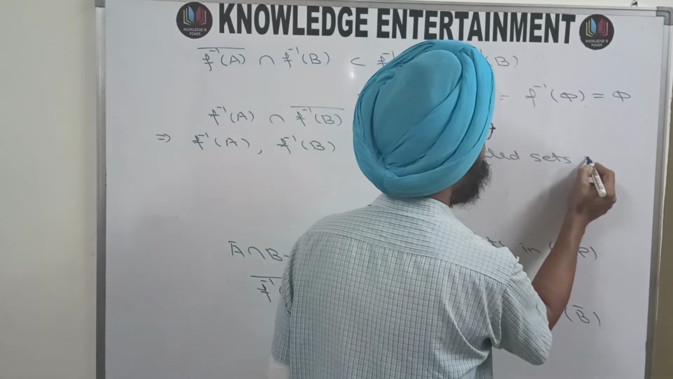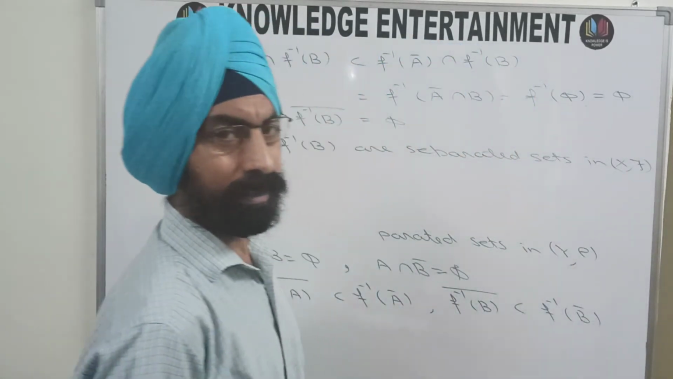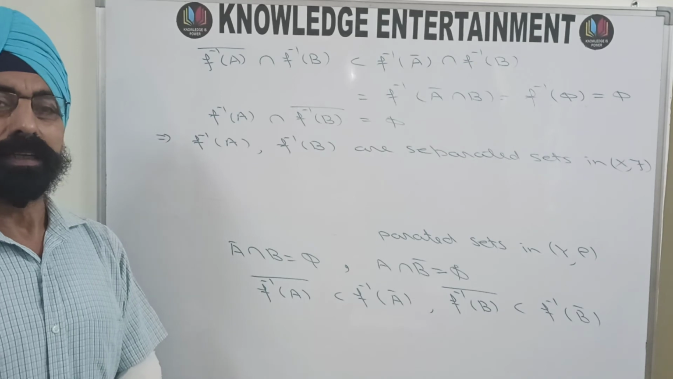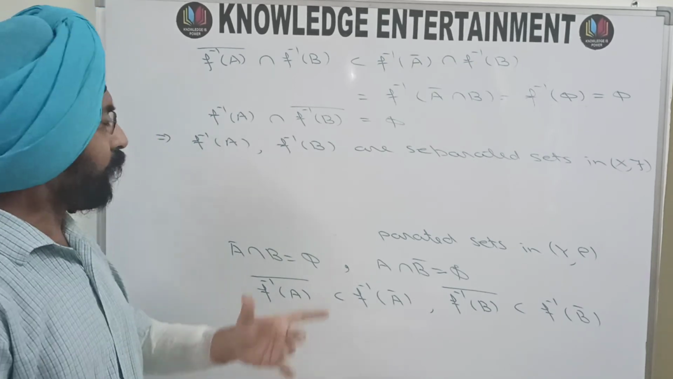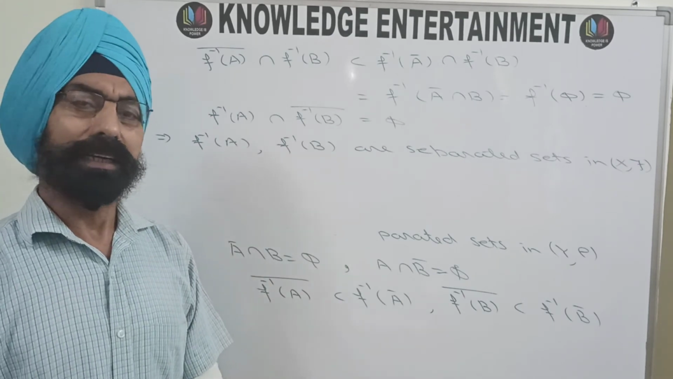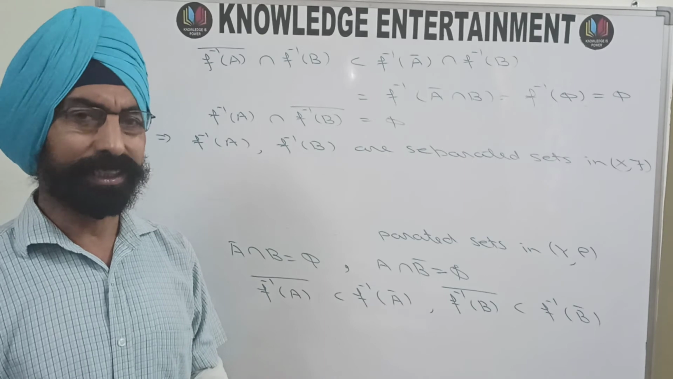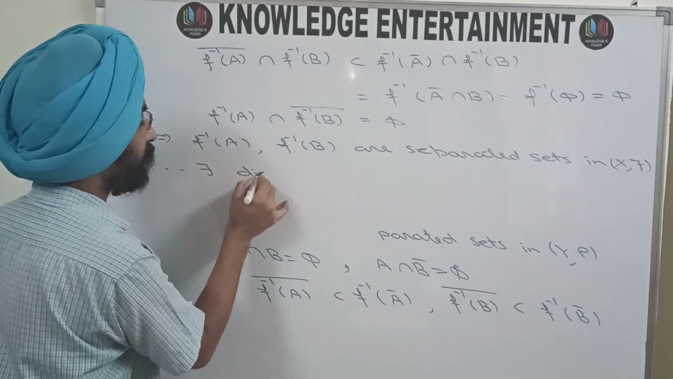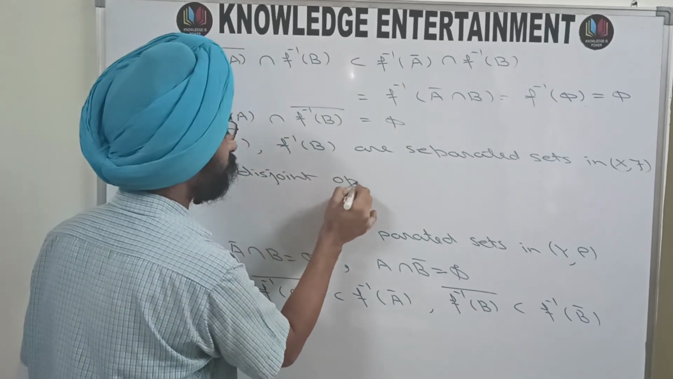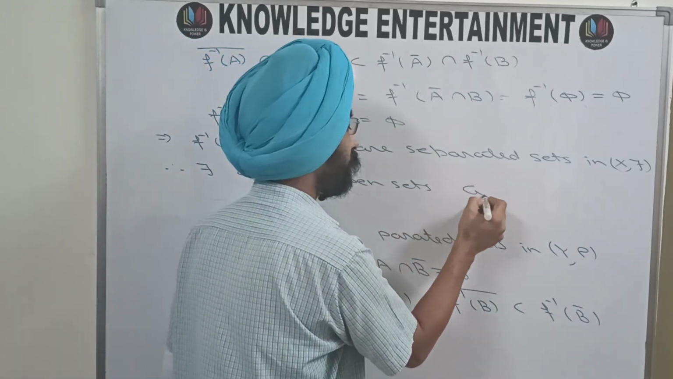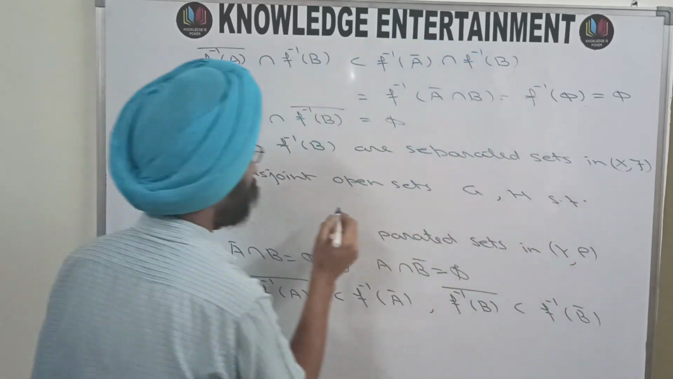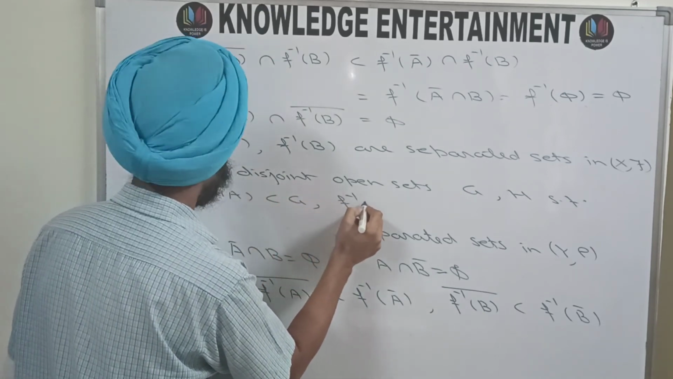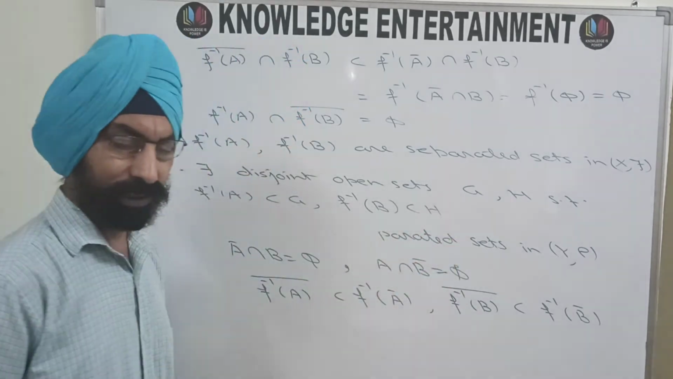sets in (X, τ). Now you are having two separated sets in (X, τ), but (X, τ) is given to be completely normal. In a completely normal space, if you have a pair of separated sets, definitely there exists a pair of disjoint open sets containing them. So therefore, there exist disjoint open sets in τ, say G and H, such that f inverse A is a subset of G and f inverse B is a subset of H.